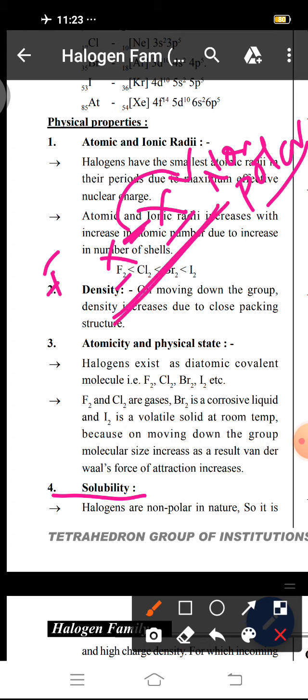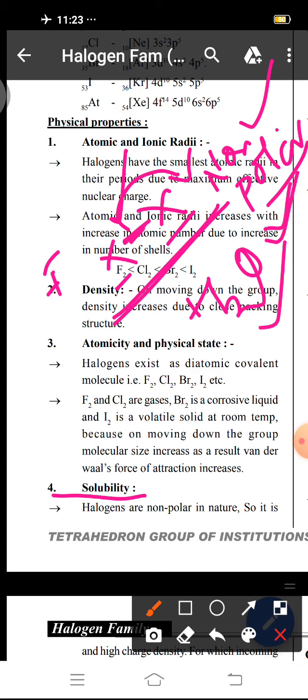And water is a polar solvent. So according to the solubility rule, halogens do not dissolve in water because they are non-polar. Water is polar, so non-polar does not dissolve in polar solvent. So in water halogens are not soluble.